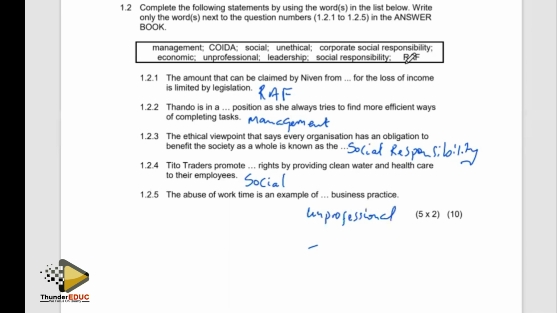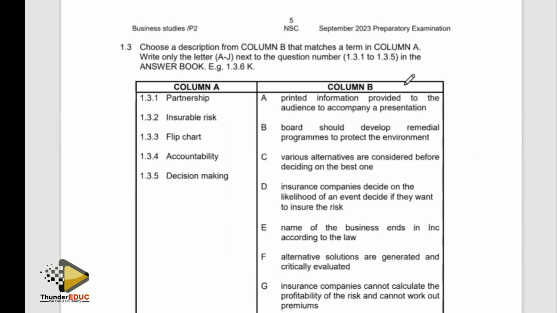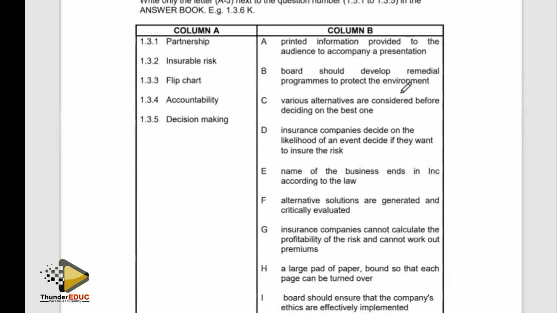Okay, right, grade 12. So now let's move on to 1.3. Now 1.3 reads as follows. Choose a description from column B that matches a term in column A. Write only the letter A to J next to the question number. So it means that next to 1.3.1 to 1.3.5 in your answer book.